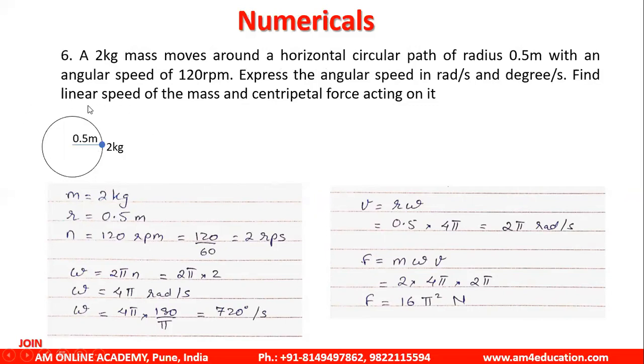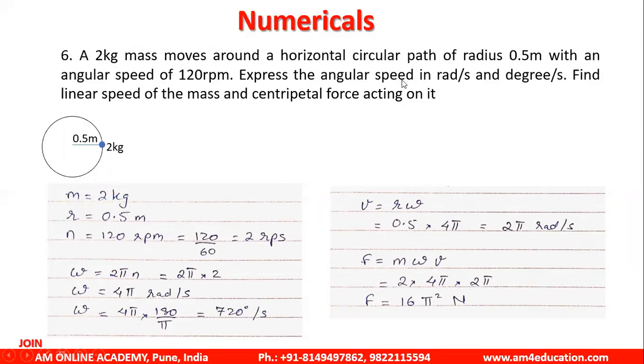It's revolving in a horizontal circular path of radius 0.5 meter with an initial angular speed of 120 rpm. Let us note that down. So mass is 2 kg, r is 0.5, n is 120 rpm.